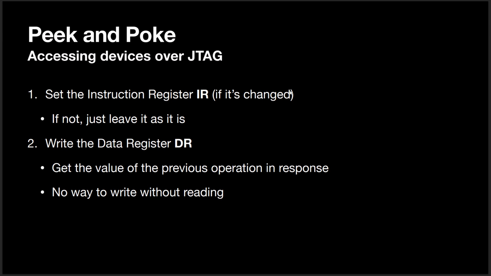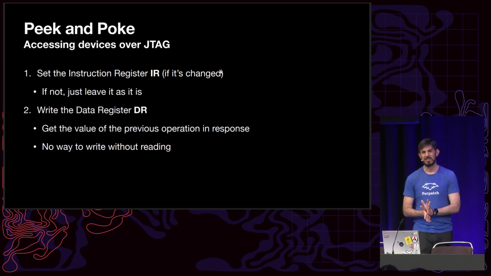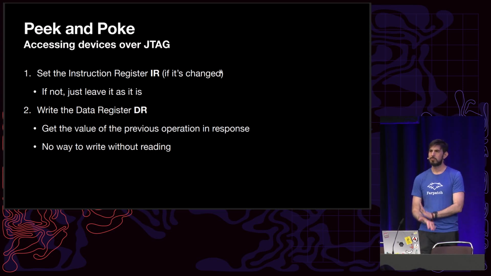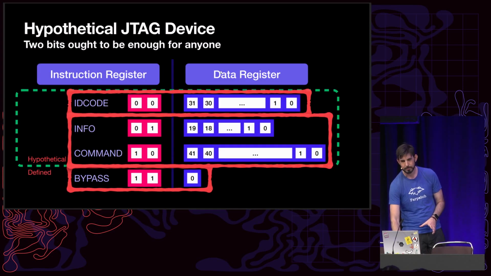Then you write the data register, you go into this capture DR state, write the value in, and get the response back. One of the interesting things to note here is that it's impossible to write without reading, and you can't read without writing. So this actually has some interesting implications when it comes to the protocol, and we'll discover how some protocols handle that.